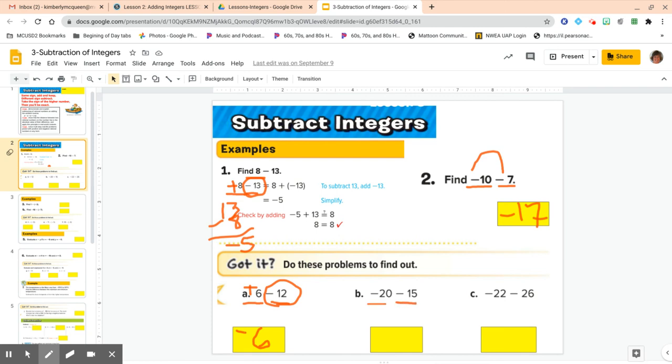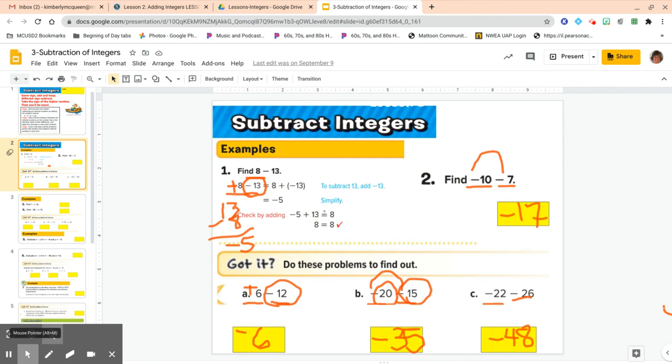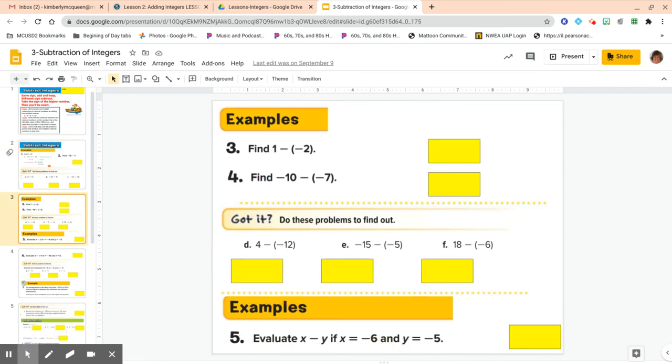Letter B. Same signs, add and keep. They are the same signs, both of these. So we know our answer is going to be negative. We add and keep. Therefore, our answer is a negative 35. Letter C, once again, same signs, add and keep. So you are going to add the numbers together and keep. Okay? All right, slide 3.